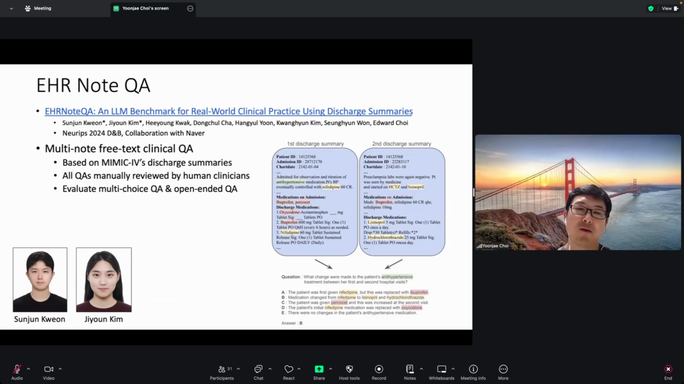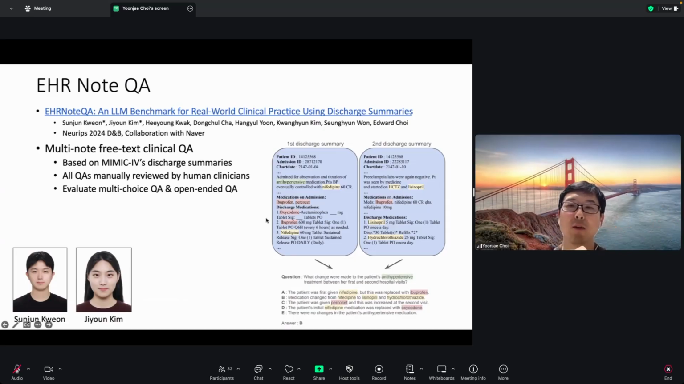So I put off doing this for some time, but luckily I had the chance to collaborate with Naver. Naver is kind of like the Google of Korea. It's a big giant tech company in Korea. They have a healthcare team, and in the healthcare team there are a couple of doctors, so they volunteered to help us out.